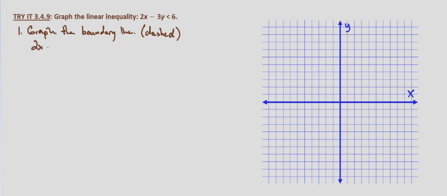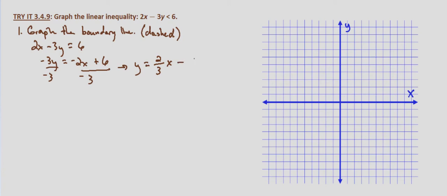So 2x minus 3y equals 6. Subtract 2x from both sides, you get negative 3y equals negative 2x plus 6. Divide both sides by negative 3. And that gives us y equals 2/3 x minus 6 divided by 3 is 2. So now we know we have a whole number coordinate for the y-intercept at negative 2.